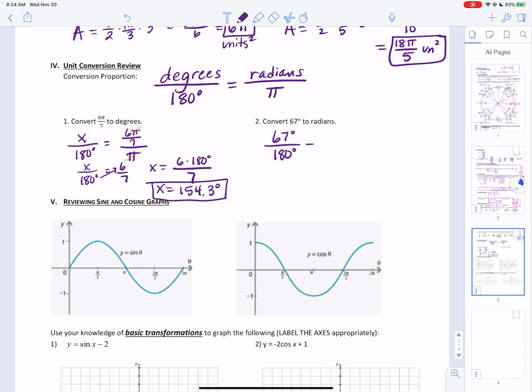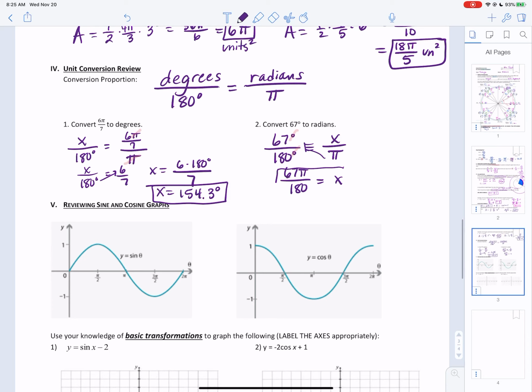Put that over 180. What you don't know is what that is in radians, so that's your x value. Put that as x over pi, and then multiply. Here, your unit, the degrees, cancels out. Multiply the pi over to the other side, so you get 67 pi over 180. If that is reducible, you want to reduce it. But 67, I believe, is a prime number.